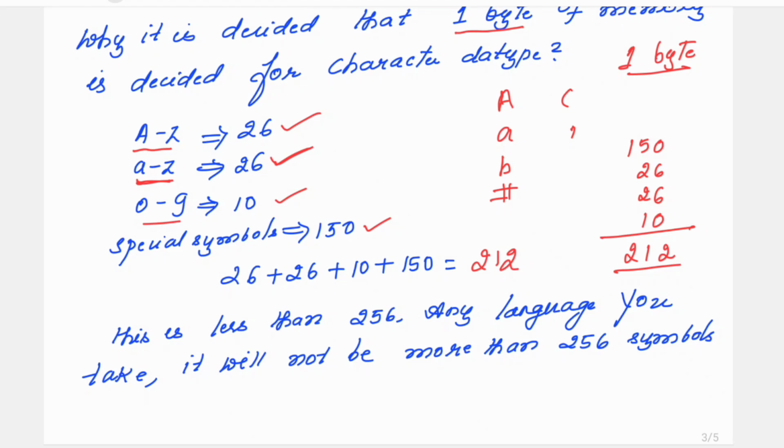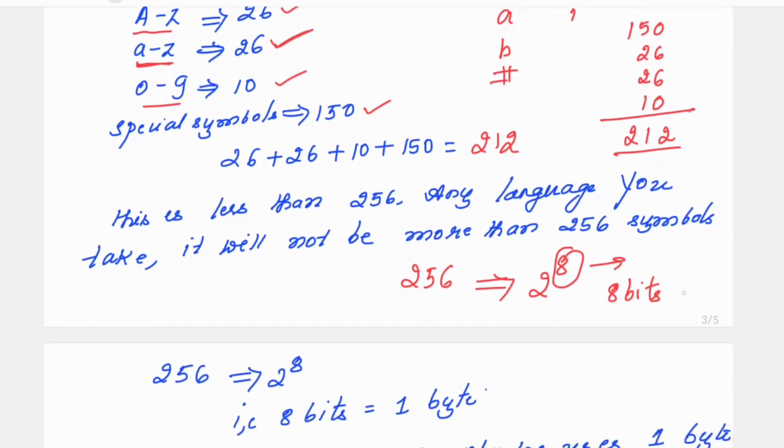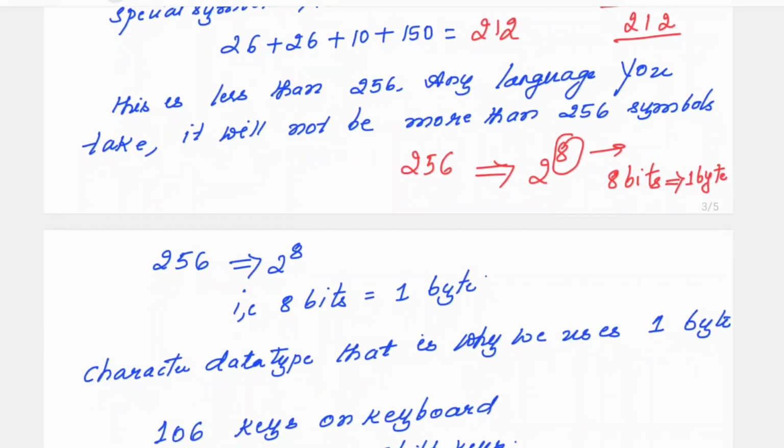Now for this 212, the nearest number on the upper side, in terms of powers of 2, you can write as 256. If you have to write 256 in powers of 2, how do you write it? 2 to the power of 8. So 8 bits are needed here to represent a character, and 8 bits is how much? 1 byte. That's the reason 1 byte is chosen to store the character data type.